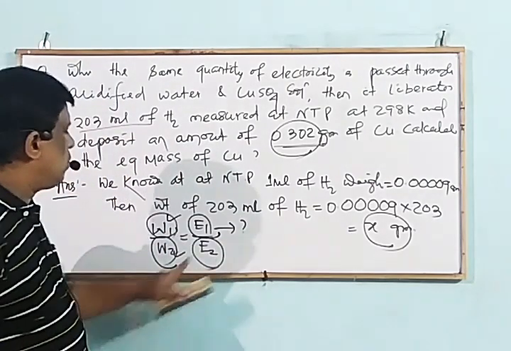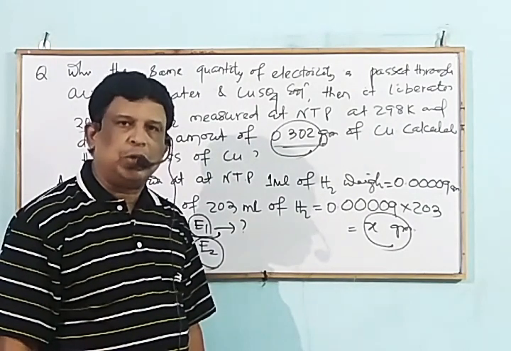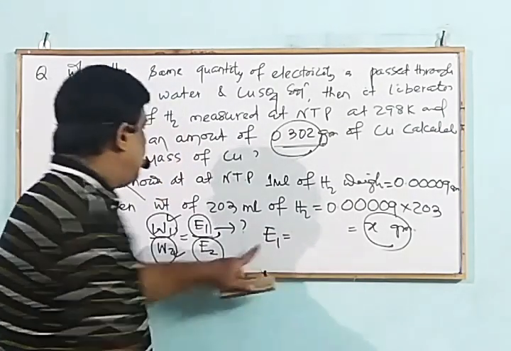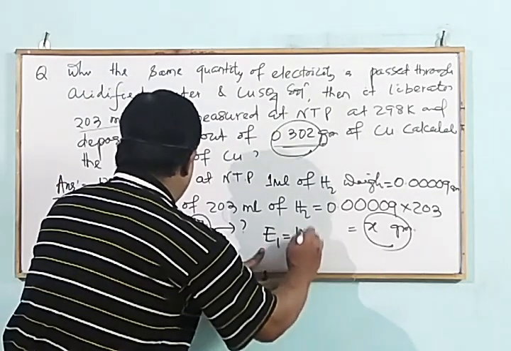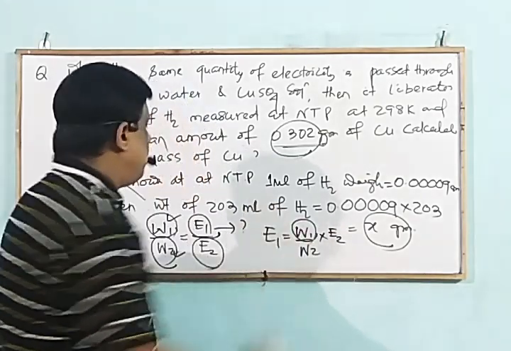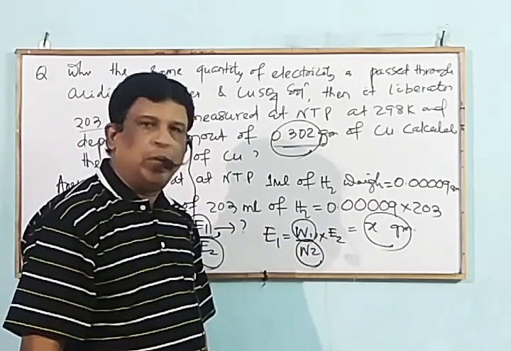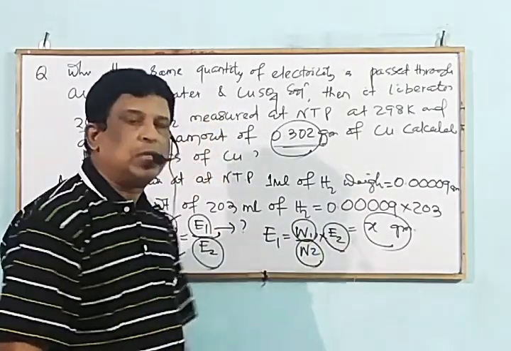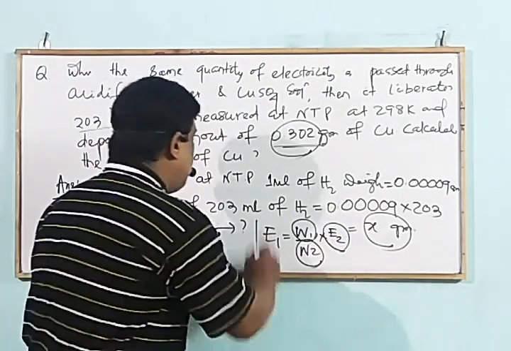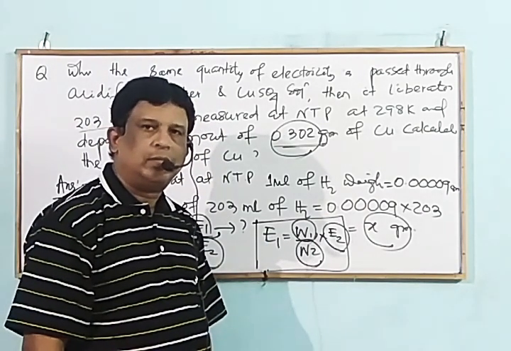This is not given in the question, but we know the equivalent mass of hydrogen is 1.008, simply taken as 1. So that is E2. E1, the equivalent mass of copper, is equal to W1 by W2 into E2. W1 is the mass of copper deposited, given. W2 is the mass of hydrogen liberated, given. E2 is the equivalent mass of hydrogen, that is 1 or 1.008. By putting in these values, E1, the equivalent mass of copper, can be calculated.